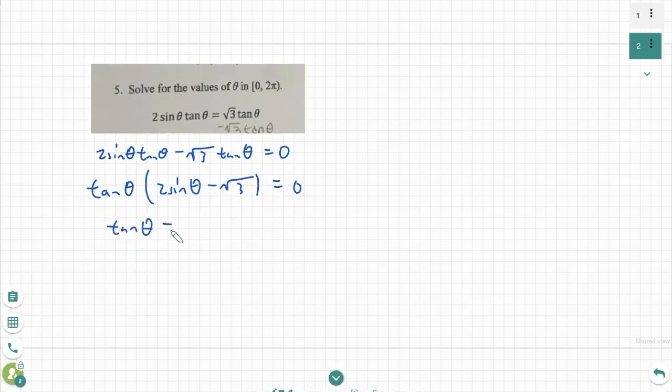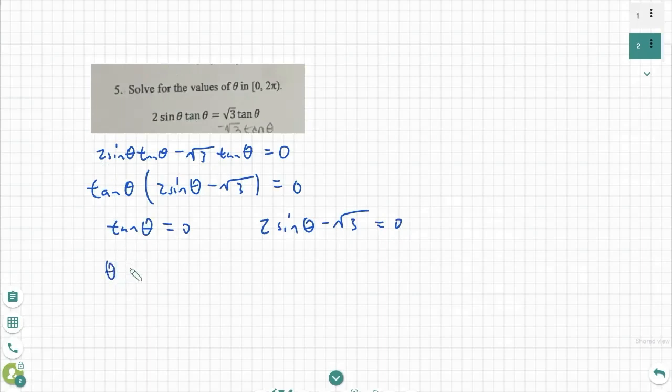And 2 sine theta minus square root of 3 equals 0. Then tangent equals 0. Tangent is y over x, so where is y over x equals 0? Which is 0 and pi.